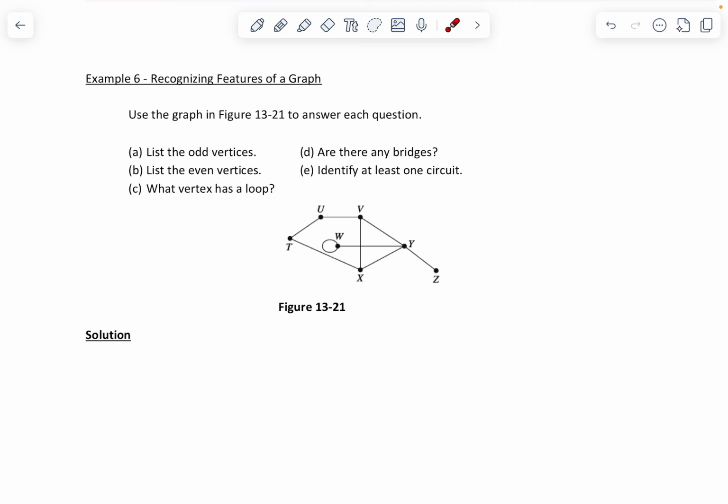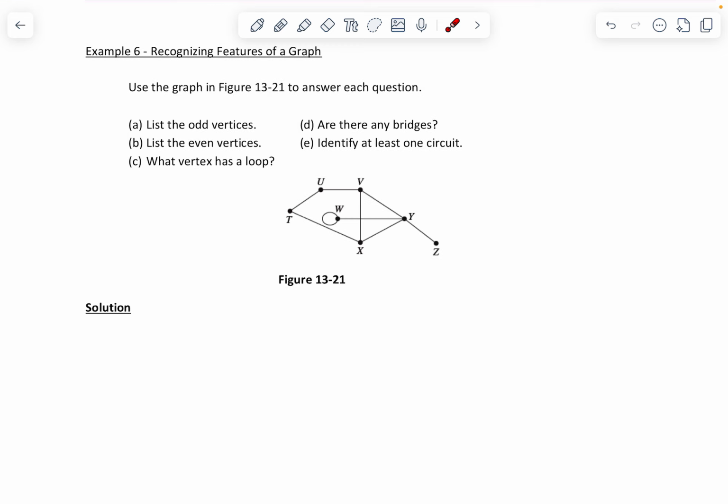All right, let's take a look at our next example, recognizing features of a graph. We want to use the graph in figure 13.21 here to answer each question. List the odd vertices, list the even vertices, which vertex has a loop, are there any bridges, identify at least one circuit. Okay, list the odd vertices. The odd vertices are the ones that have an odd number of connections, right? So if we look at this carefully, we should see that vertex V has three edges touching it, right?